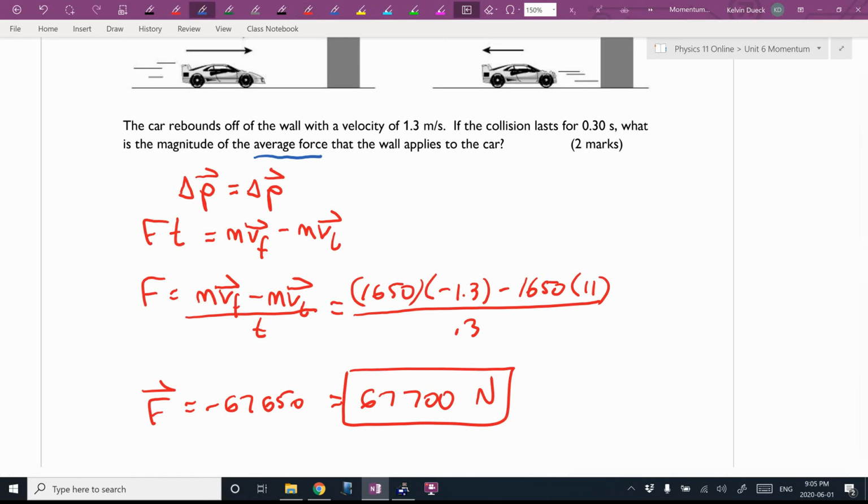In terms of part marks, I would give you a half mark for the answer. I would give you half mark if I saw that, half mark if I saw that, and a half mark for the numbers.